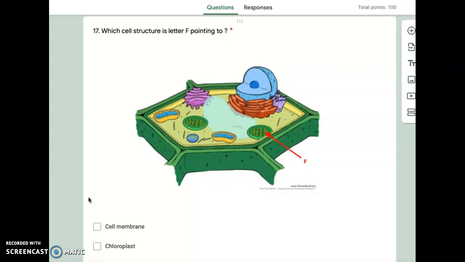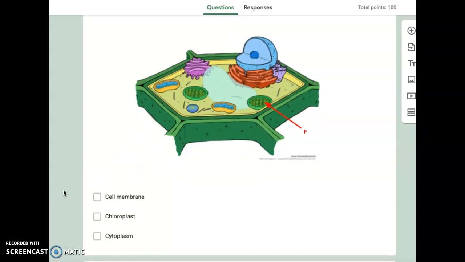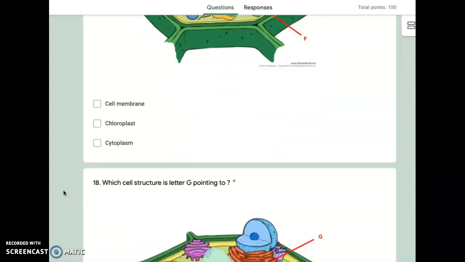Number 17. Which cell structure is letter F pointing to? So this green organelle right here, is that the cell membrane, chloroplast, or cytoplasm?